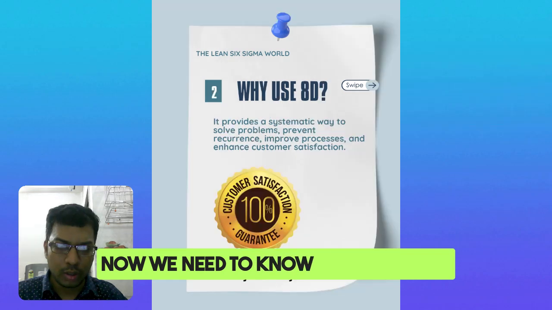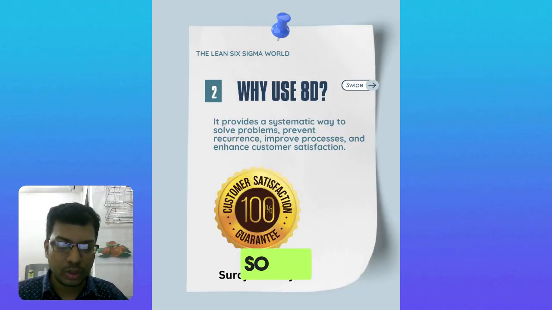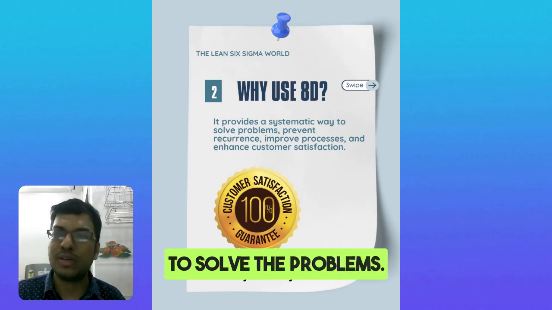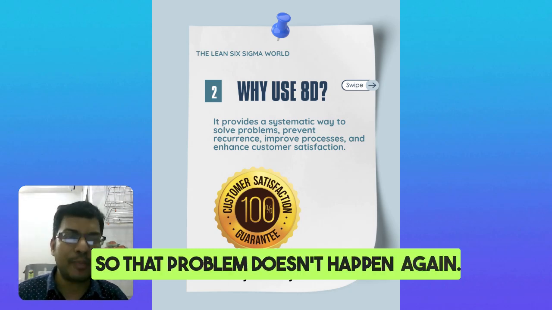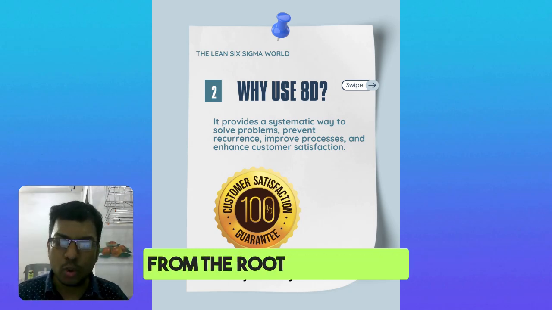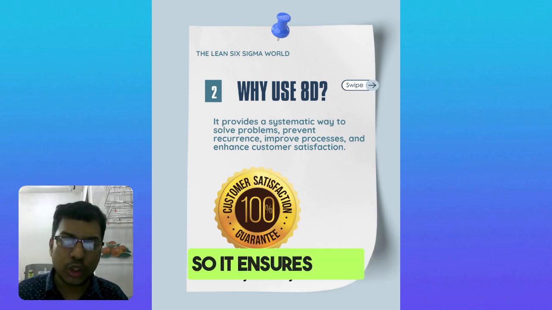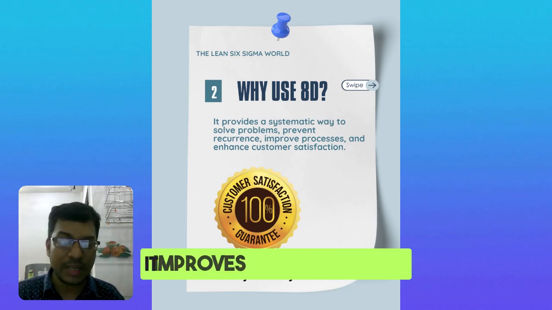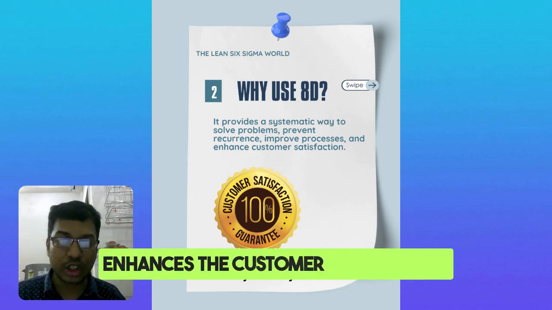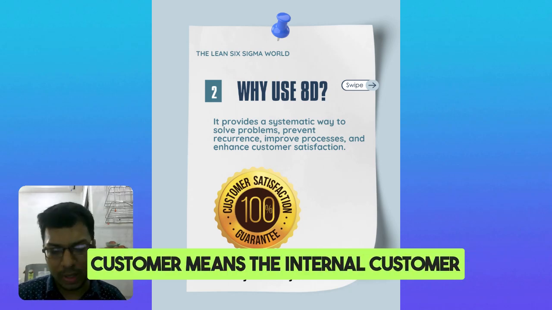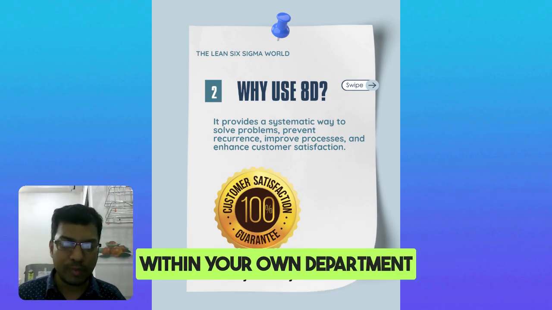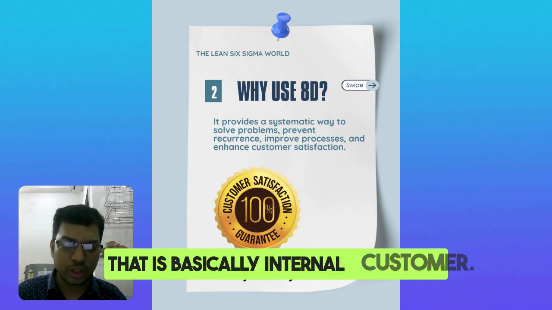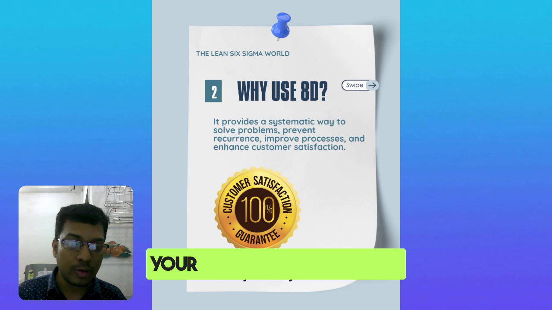Now we need to know why to use 8D. 8D provides a systematic way to solve the problems. It prevents recurrence of the problem, so that the problem doesn't happen again. If you can solve the problem from the root, then the problem will not happen again. It improves processes, and it enhances customer satisfaction. Customer means the internal customer as well as the external customer. Internal customer means your own department and the cross-functional departments. Your external customer is basically your buyer, those who are buying your products or services.